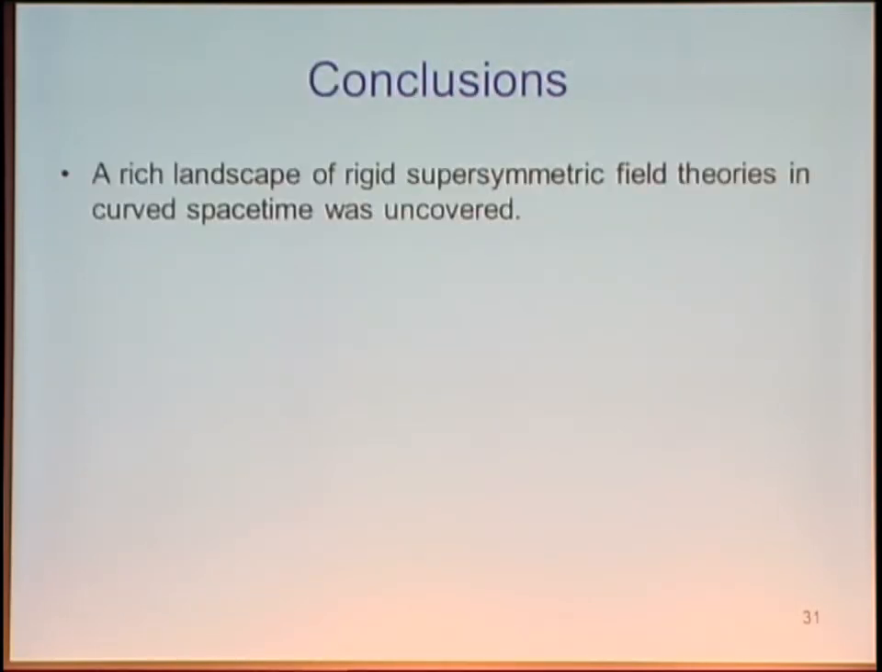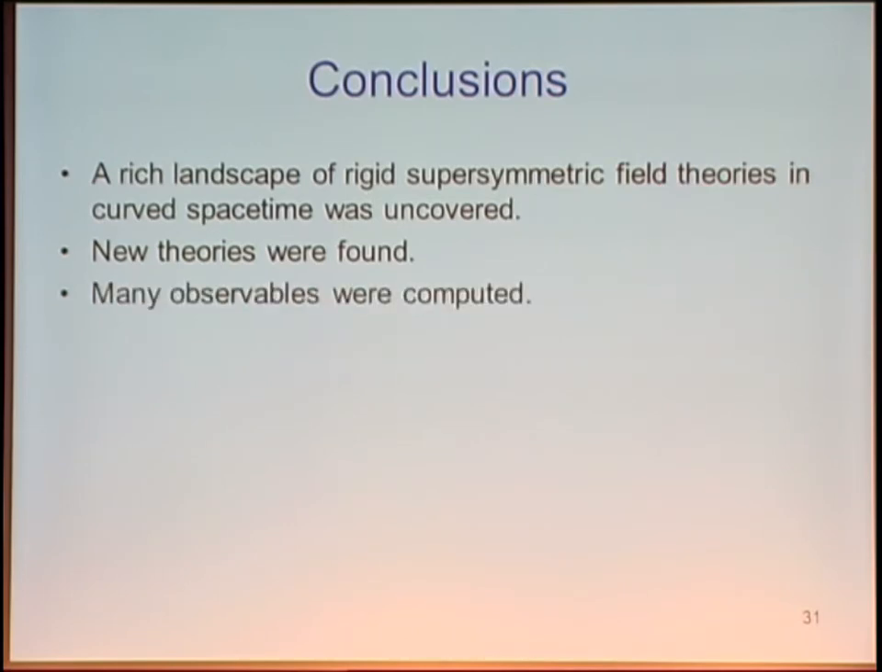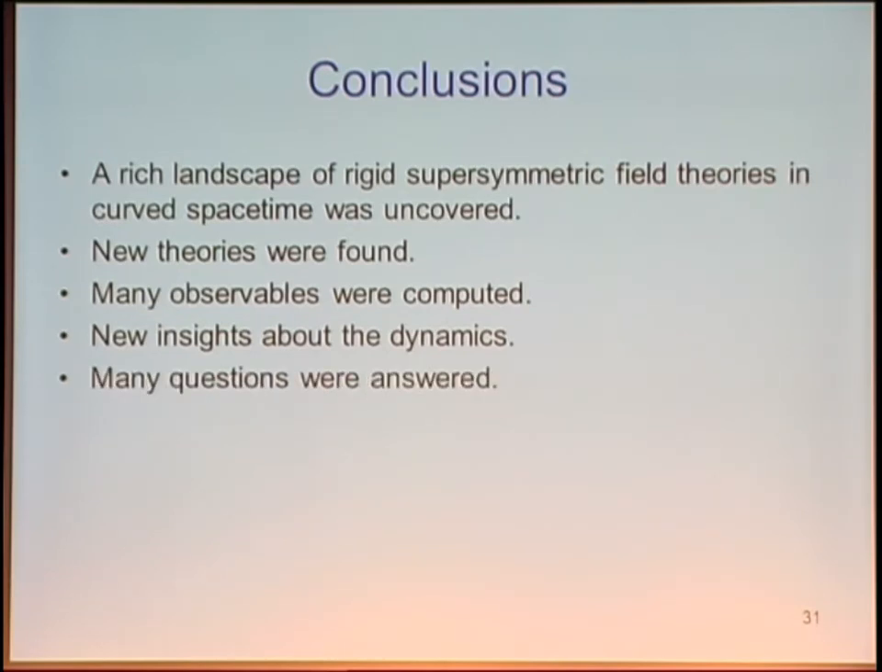So let me summarize. I know I'm a little bit over time. So we saw a rich landscape of rigid supersymmetric theories in curved space-time, and we'll hear more about it in various talks in this conference that I referred to. New theories were found, and many observables were computed. And this has led to a number of new insights about the dynamics of these theories. Many questions which were asked before are now answered, like determining the correct R charge in the infrared.